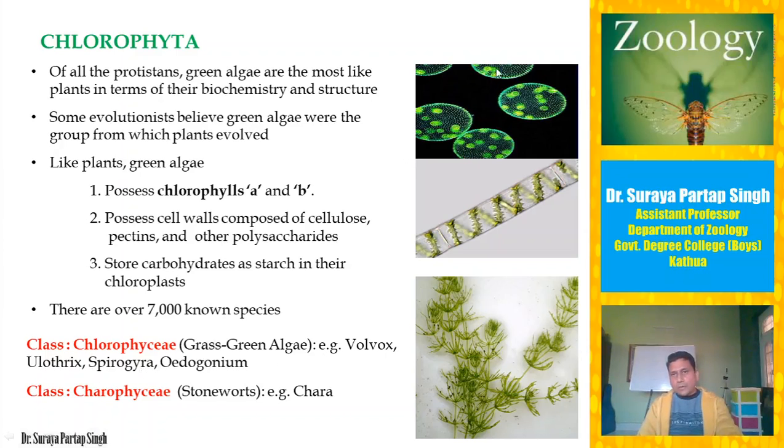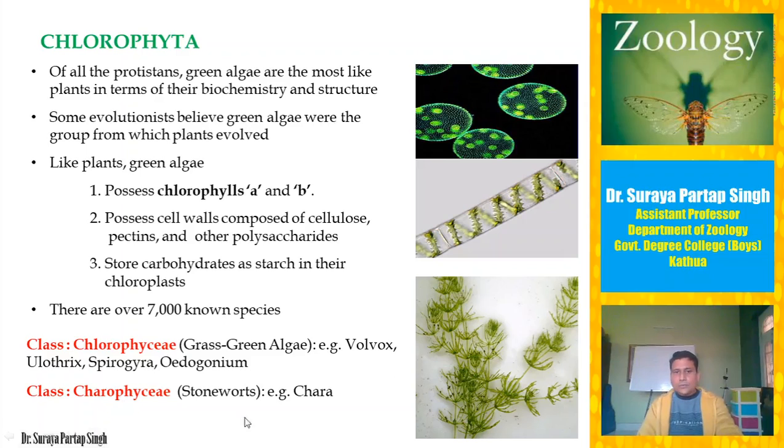This is the colony of Volvox. This is a colonial algae. This is Spirogyra with spiral chloroplasts. Then Oedogonium is another member of Chlorophyceae. Second class is Charophyceae. This is the Chara.